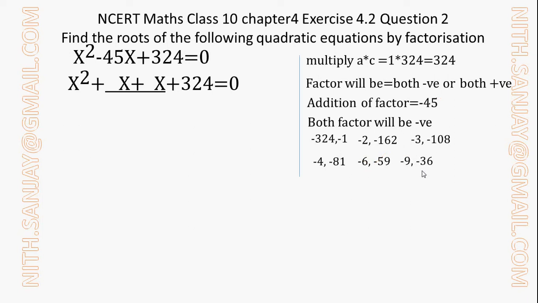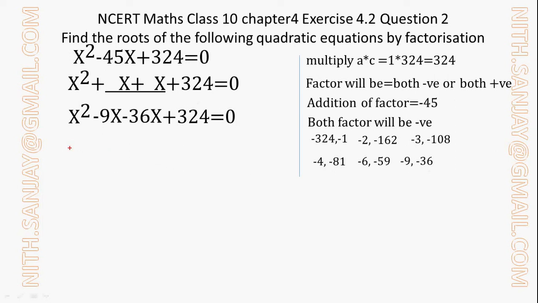Now I will take the next factor pair, minus 9 and minus 36, because its addition is minus 45, so these are my two numbers which I have to place here, right? So I will place one number here, another number here, to solve this quadratic equation by factorization. So I have written x square as it is. Here I have put minus 9x because I have placed this minus 9 here. Here I will place minus 36, which I am getting from here. Then plus 324 is equal to 0 was already there.